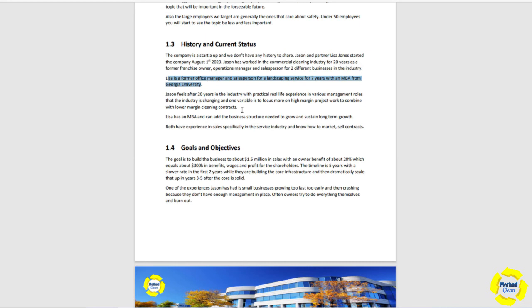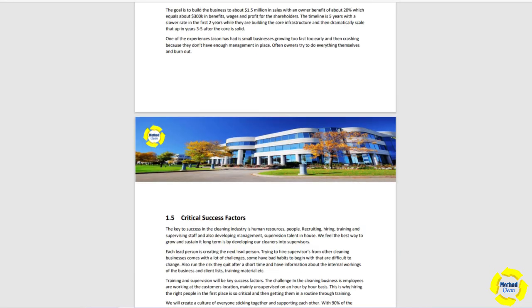Jason has more practical real life experience in various management roles. So this is how it's going to break down: Lisa's going to be more in the admin and sales of the company, and Jason's going to be in operations. He's going to be more involved in the equipment and all that fun stuff.